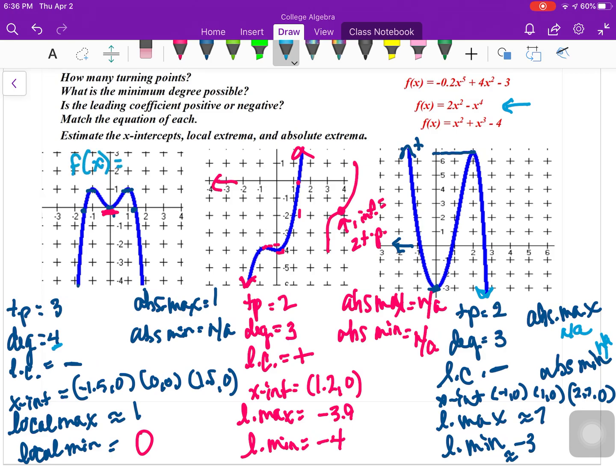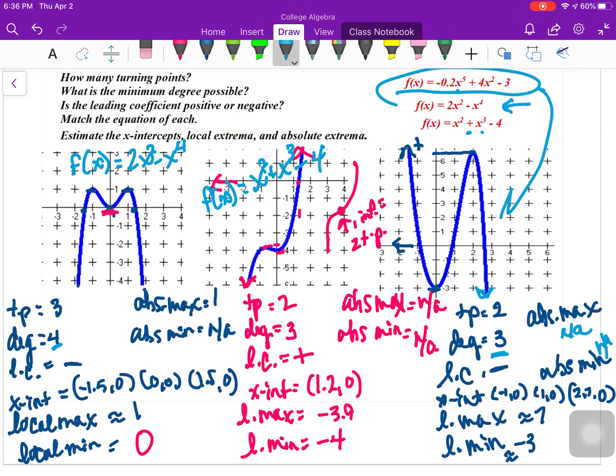So this one is f of x equals 2x squared minus x to the 4th. This one said at least a degree of 3, the positive leading coefficient. Well, this is a degree of 5. This is a degree of 3. This one has the positive coefficient. So this is f of x equals x squared plus x cubed minus 4, which leaves us at least a degree of 3, well, a degree of 5, and an odd degree with a negative leading coefficient.